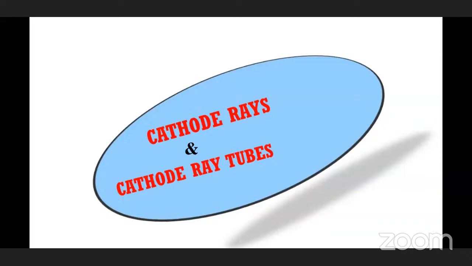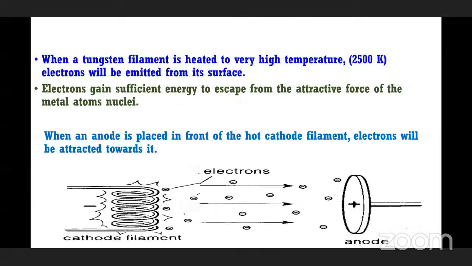So we move directly to what cathode rays are, and how they are produced. Simply, cathode rays are the stream of electrons ejected from a metal surface when it is heated sufficiently.